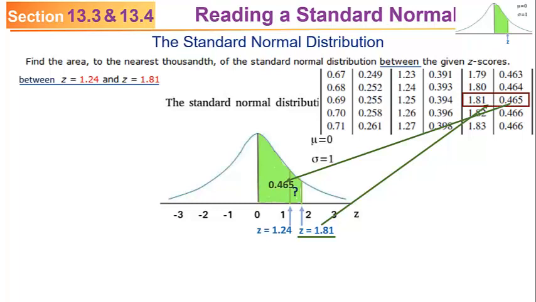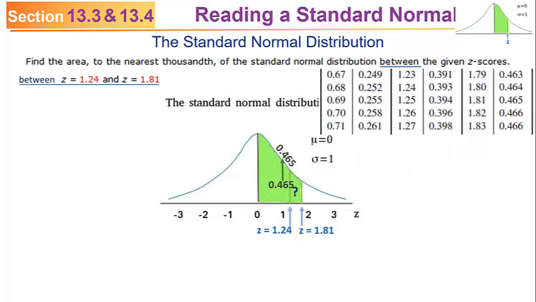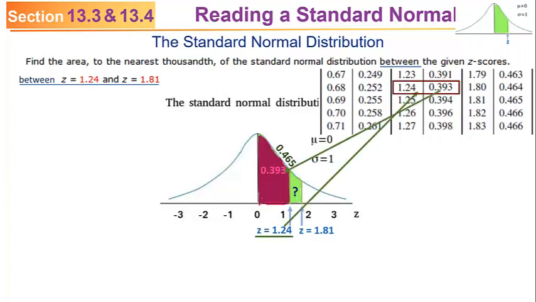Well, that's more than the area you want. You've got too much. You need to take some away. Well, how much do you need to take away? Well, you need to take away the part that goes from 0 to 1.24. So, the light bulb should come on. All I have to do is take that 0.465 and put it aside and go back to the table and look up 1.24, and that gives me 0.393.